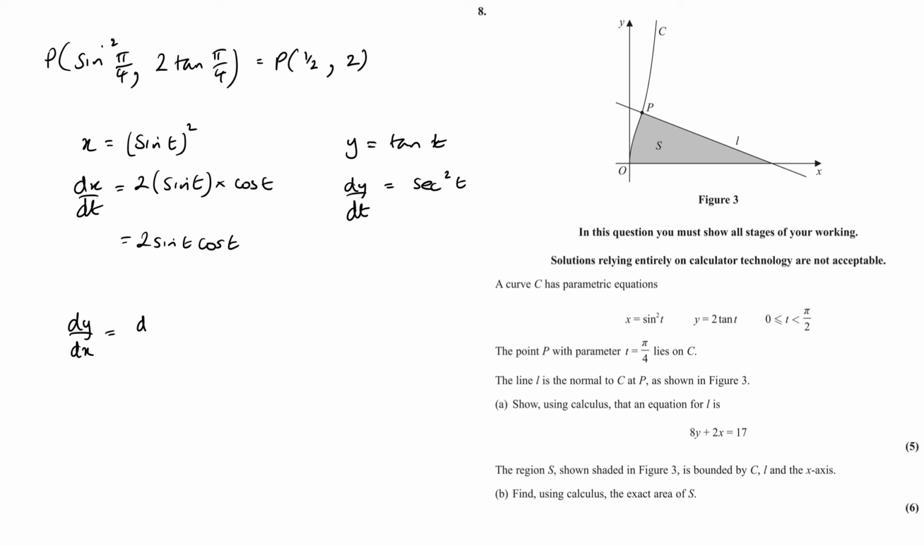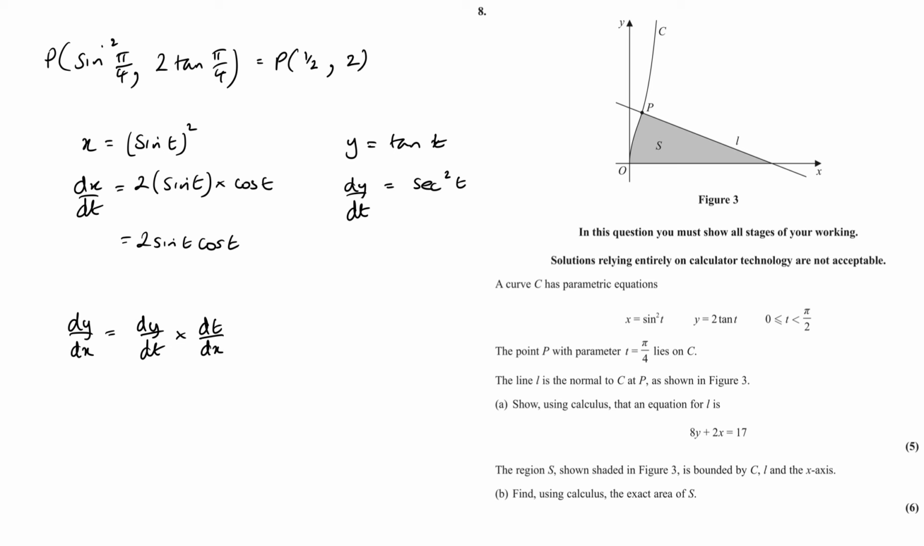That should be dy by dt. So this is dy by dt times dt by dx. That's what we need. Now, we want this value when we're at P. So what we want to do is put in these values, t equals pi by 4, into here and into here, so we'll just get numerical values.